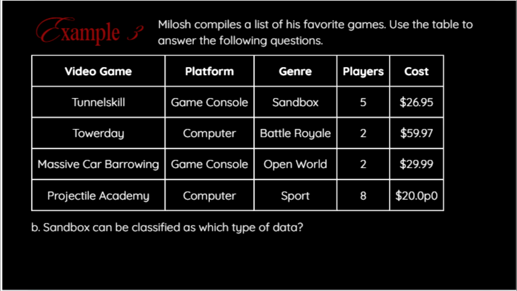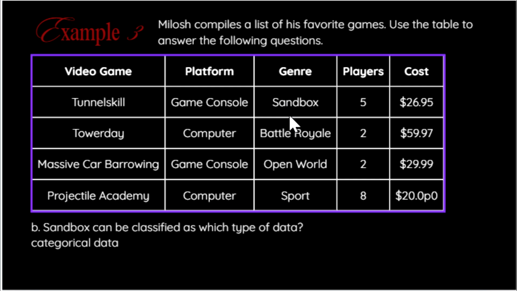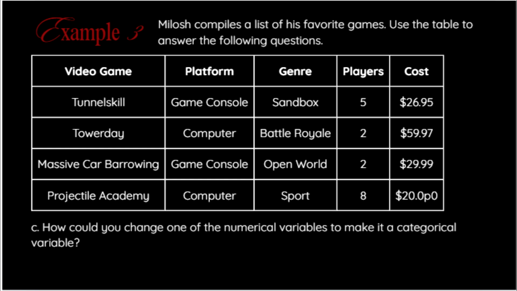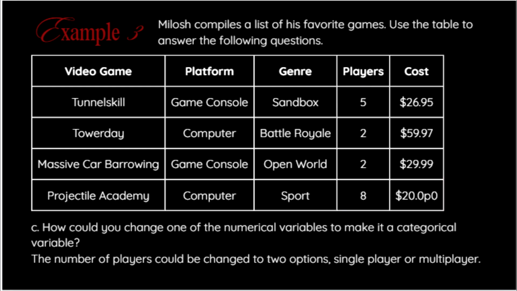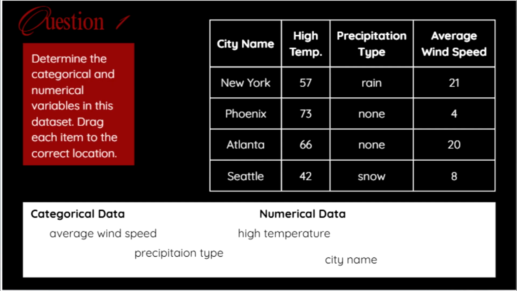Okay, next question. Sandbox can be classified as what type of data? It's right here. Is this numerical or categorical? It's categorical because it's not a number. Okay. How could you change one of the numerical variables to make it a categorical variable? The only numerical one is players, so how could you change this to make it a categorical variable? There's more than one answer that you could have. They said you could change the number of players to single player or multiplayer, and that would make it categorical, okay? Because you got rid of the numbers.